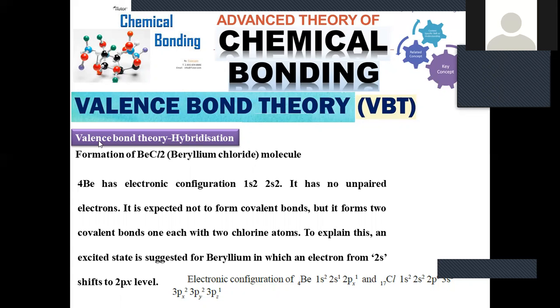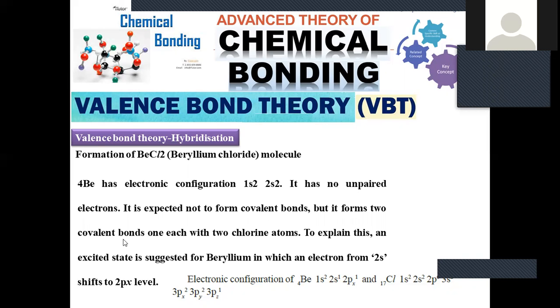Now, let us apply this valence bond theory to various molecules, like beryllium dichloride. Already we know beryllium dichloride is a linear molecule. Then how is the hybridization possible and what will be the structural features of this compound? Beryllium has atomic number 4, and its electronic configuration is 1s2 2s2. It has no unpaired electrons, all are paired, so it is expected not to form covalent bonds. Covalent bond formation may not be possible under this condition.